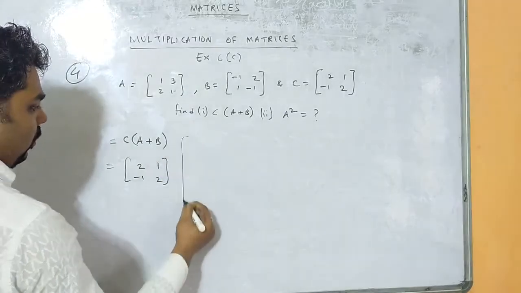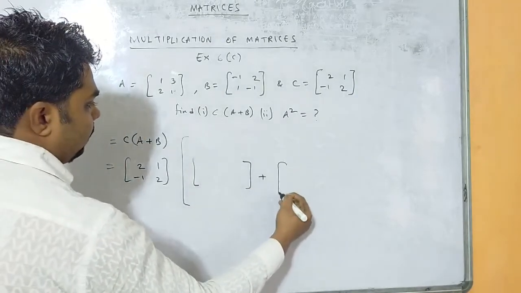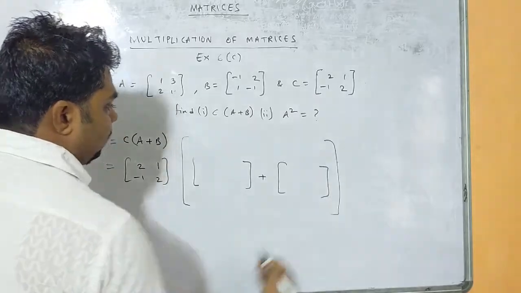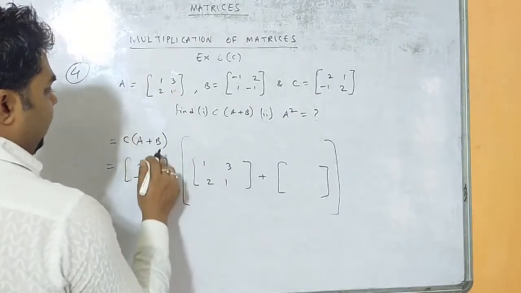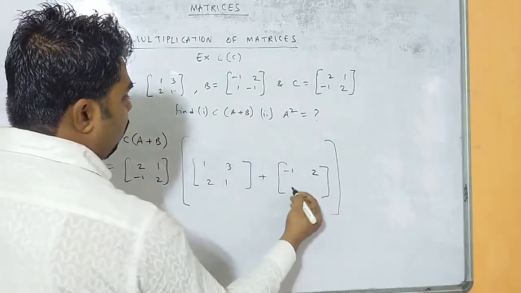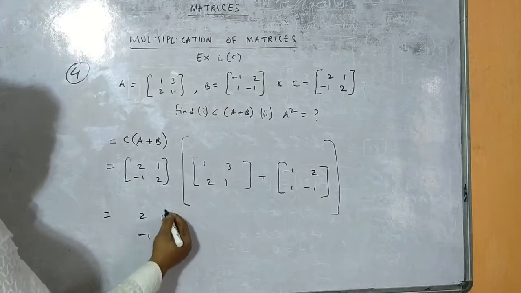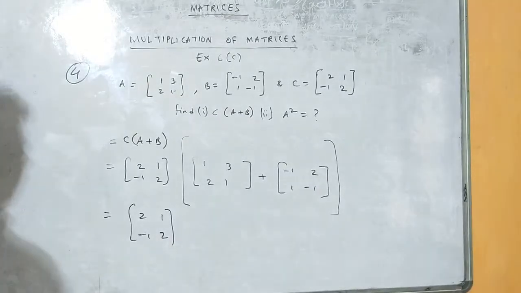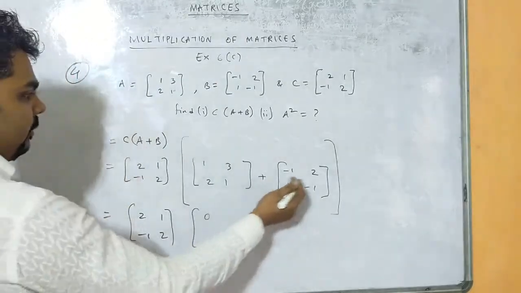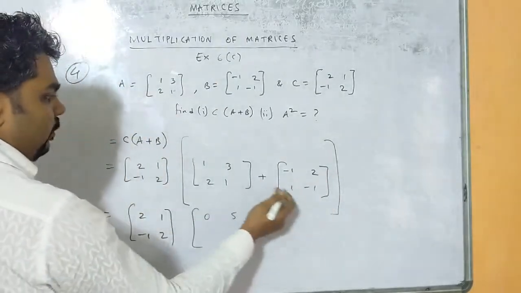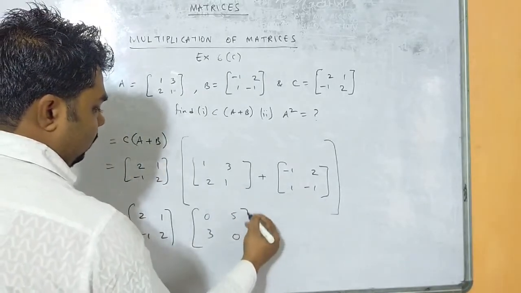Now we will be adding these 2 matrices A and B, okay? So A matrix is given as 1, 3, 2, 1, and B matrix is given here as minus 1, 2, 1, minus 1, okay? So 2, 1, minus 1, 2, this one I will be keeping as it is. First I will add these 2 matrices, that is 1 plus minus 1, that is 0, 3 plus 2, that is 5, 2 plus 1, that is 3, 1 plus minus 1, that is 0, okay?